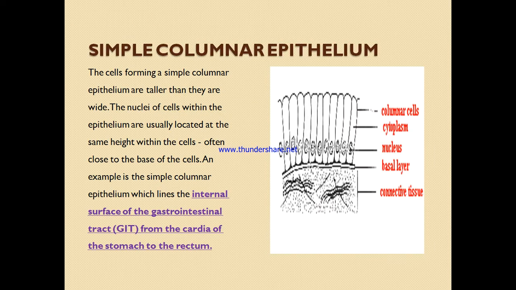The third type of simple epithelium is called simple columnar epithelium. The cells of this tissue are taller than they are wide. The nucleus is close to the base of the cell. It is found in the internal surface of the gastrointestinal tract (GIT) from the cardia of the stomach to the rectum.